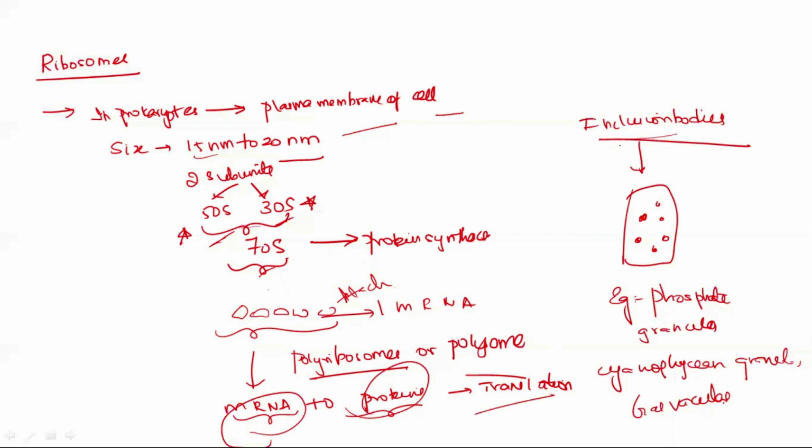We can see inclusion bodies in prokaryotes, where they do not have a membrane bound to them. They are found lying freely in the cytoplasm. Their main function is to reserve material. Examples are gas vacuoles, phosphate granules and cyanophycin granules.